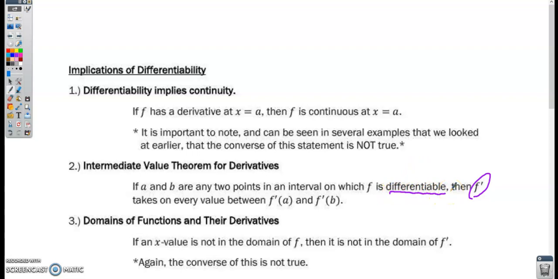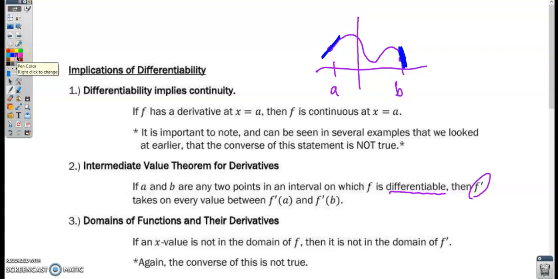But basically what it says is if I have a function that on a closed interval from a to b is differentiable everywhere, then the derivative takes on every value between f prime of a, which is this slope here, and f prime of b, which is this slope here. And any slope in between those two is achieved in the closed interval between a and b. So that's kind of a cool little offshoot theorem there.